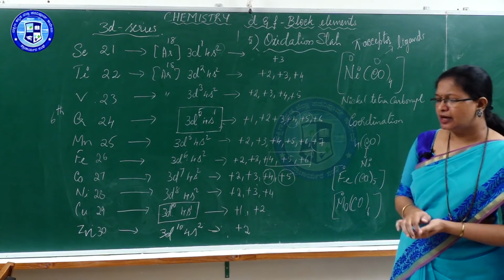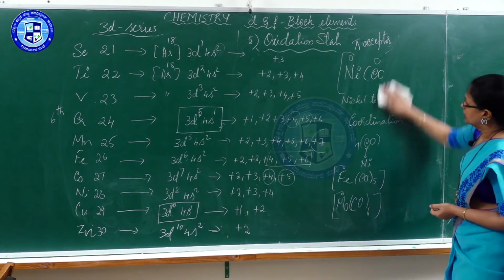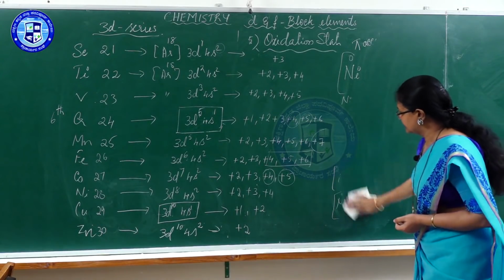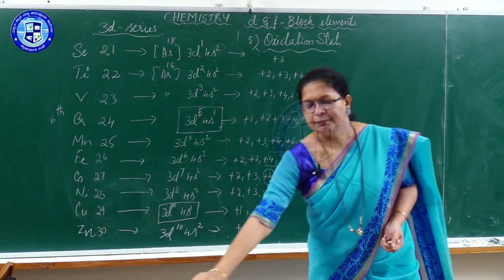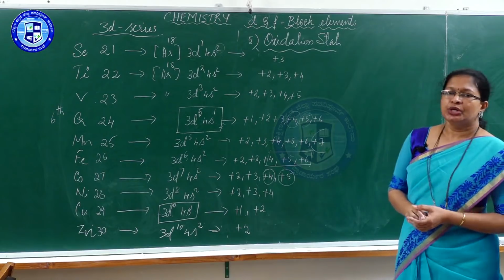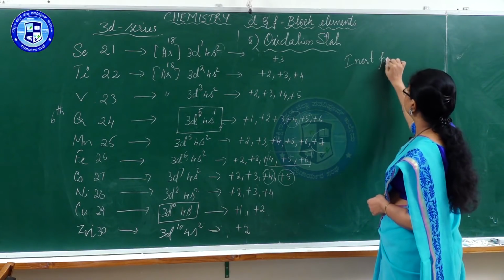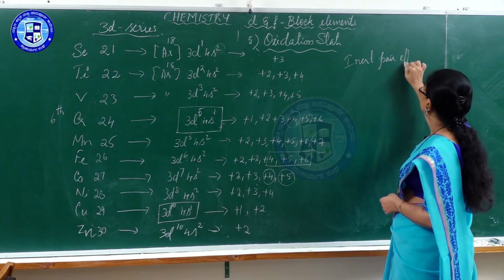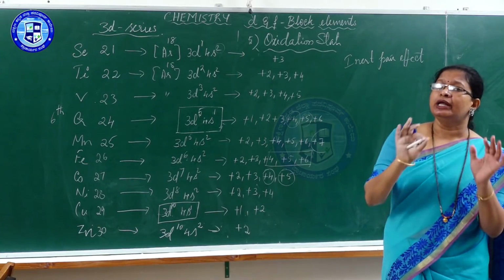These all points are under oxidation state itself. One more point to be discussed here is, in p block elements, when p block elements is taught, you have learnt the inert pair effect, right? I just want to connect it to the d block elements. Inert pair effect is seen only in p block elements.